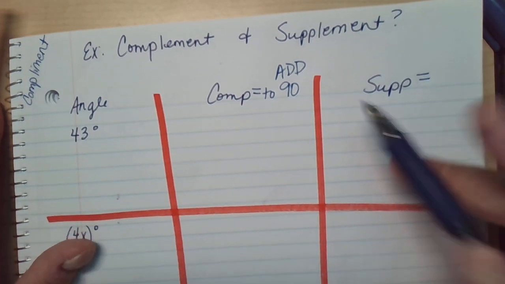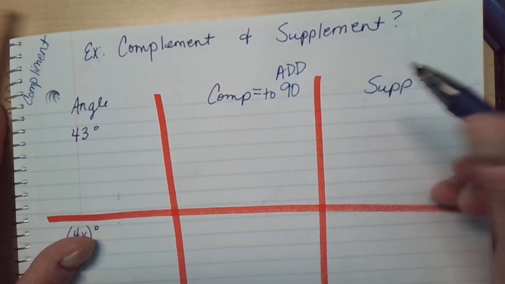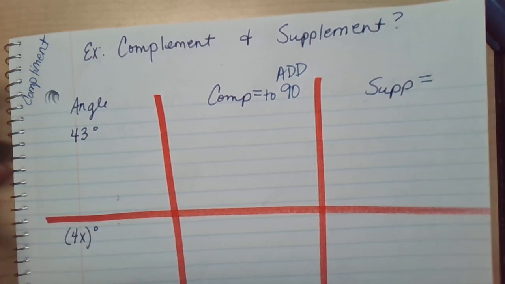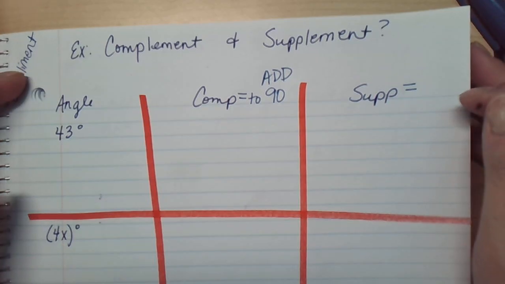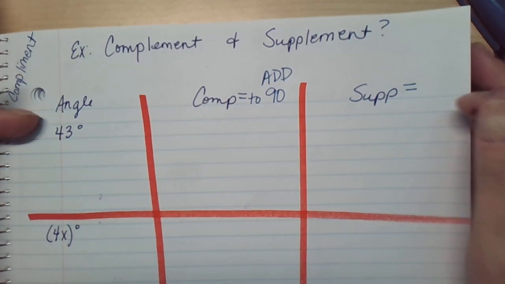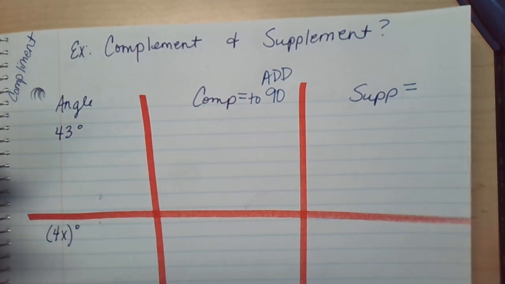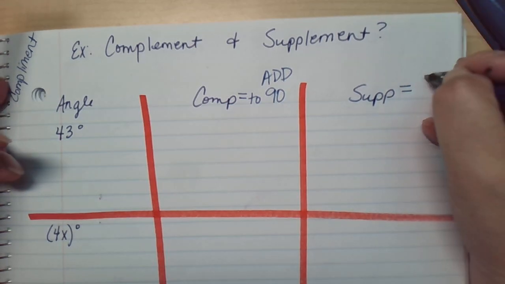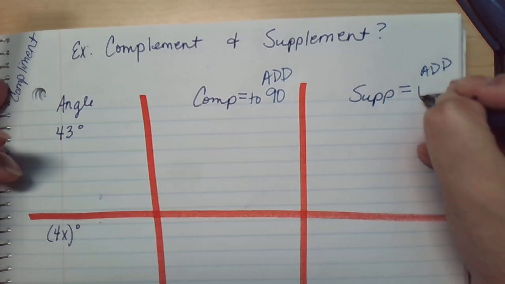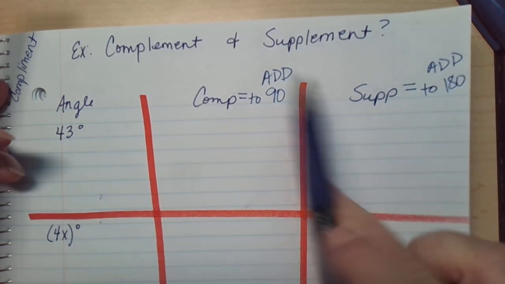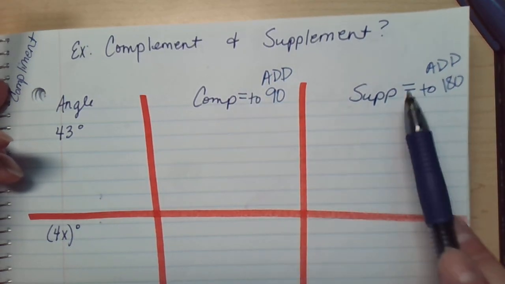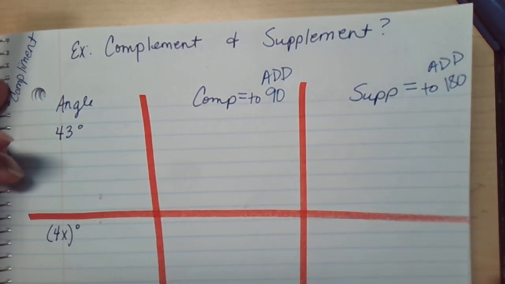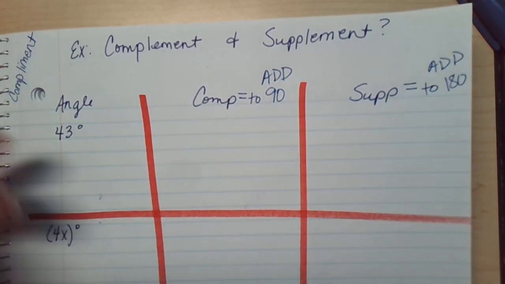Supplement, the way I remember that, is supple. Supple is like when something has more, or if you want to supplement your income, you want more money. Okay, anyway. So supplement means you have to add to 180. And the way I remember those is supple is bigger, so I have to add to the 180 because the 180 is bigger than the 90. Okay, that was lame. You don't have to remember that way.